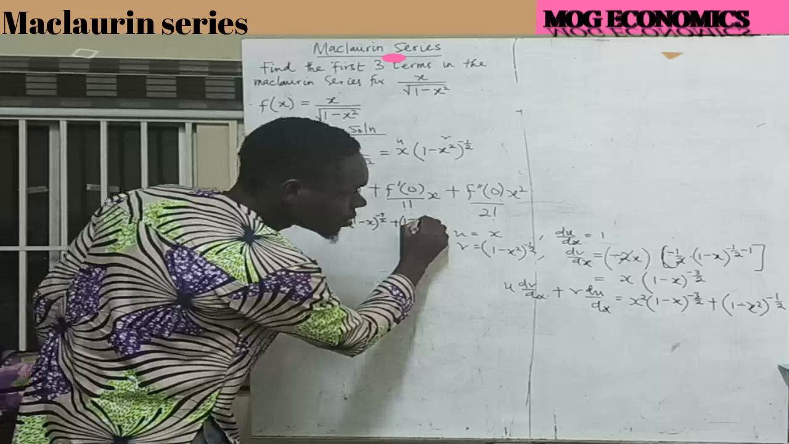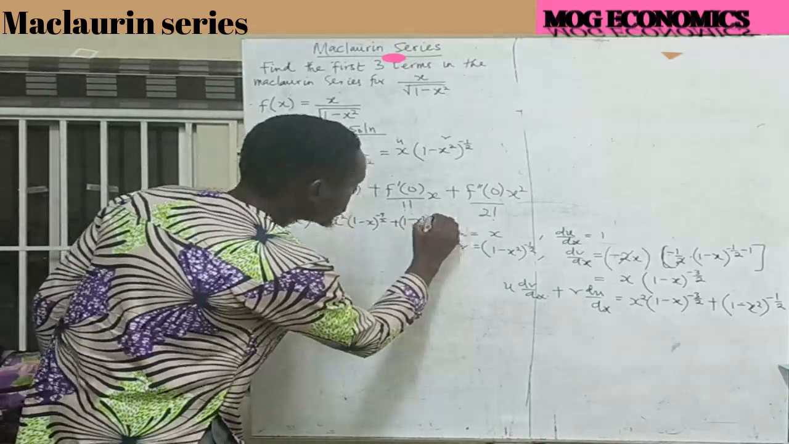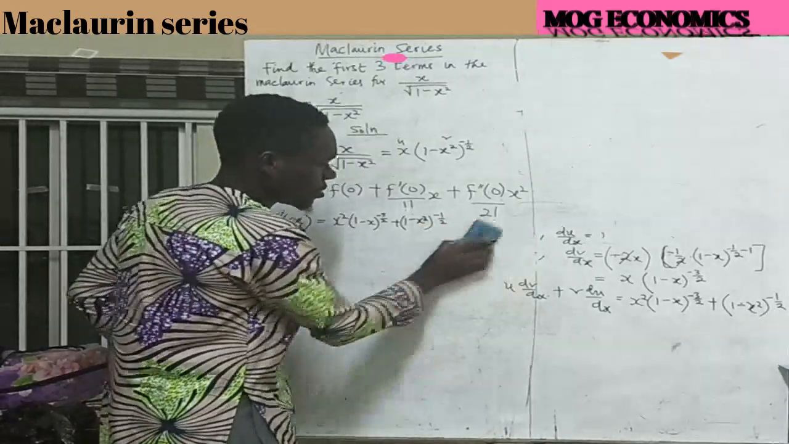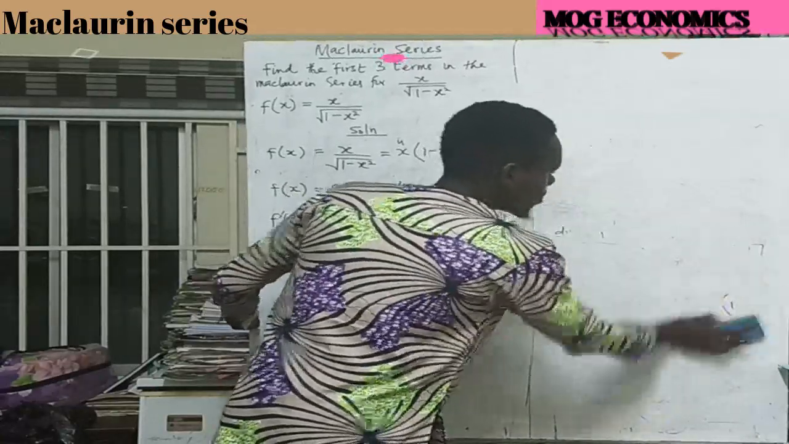x squared, minus 1 over 2. Alright, we are done with this.